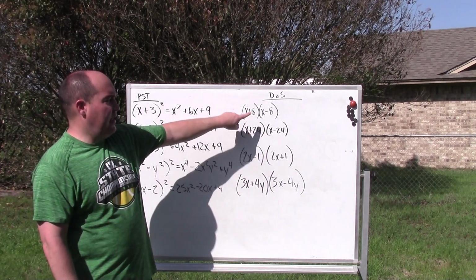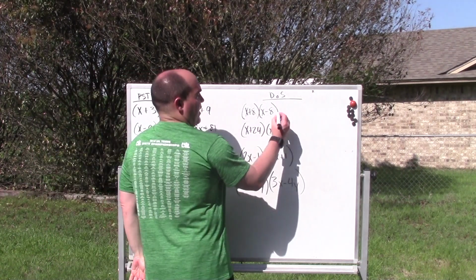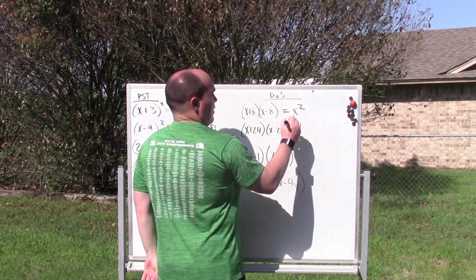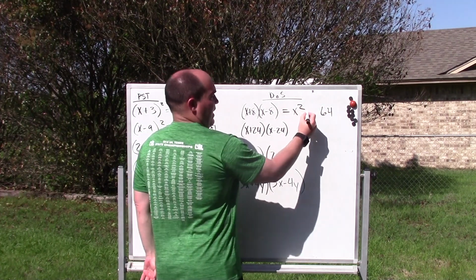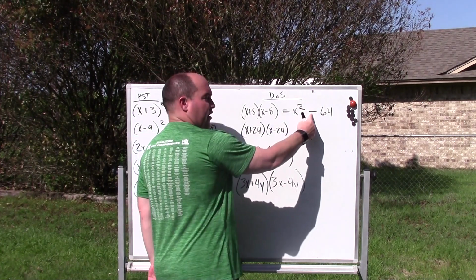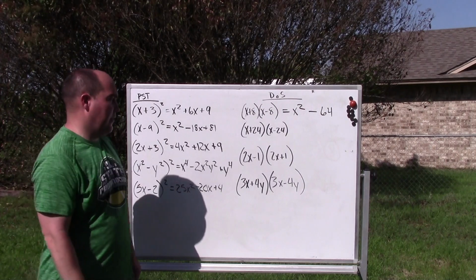Alright, so x plus 8, x minus 8. All you really have to do is look at the first term and square it. Look at the second term and square it. And then stick a minus in the middle. It is a difference of 2 perfect squares. Okay, a difference of 2 perfect squares.